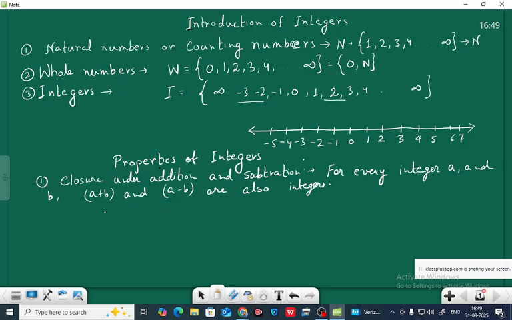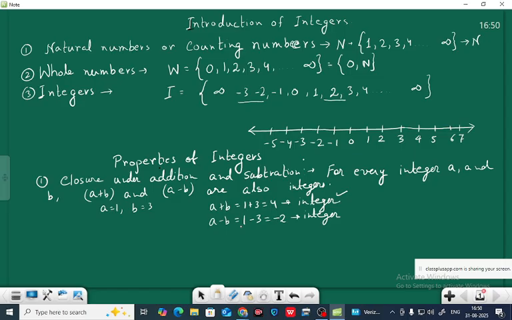For example, let a equal 1 and b equal 3. If we add the numbers, a plus b, we get 1 plus 3 equals 4, which is again an integer. This is the closure property for addition. And if we subtract, a minus b, we get 1 minus 3, which equals minus 2, and that is also an integer. This is closure under addition and subtraction.